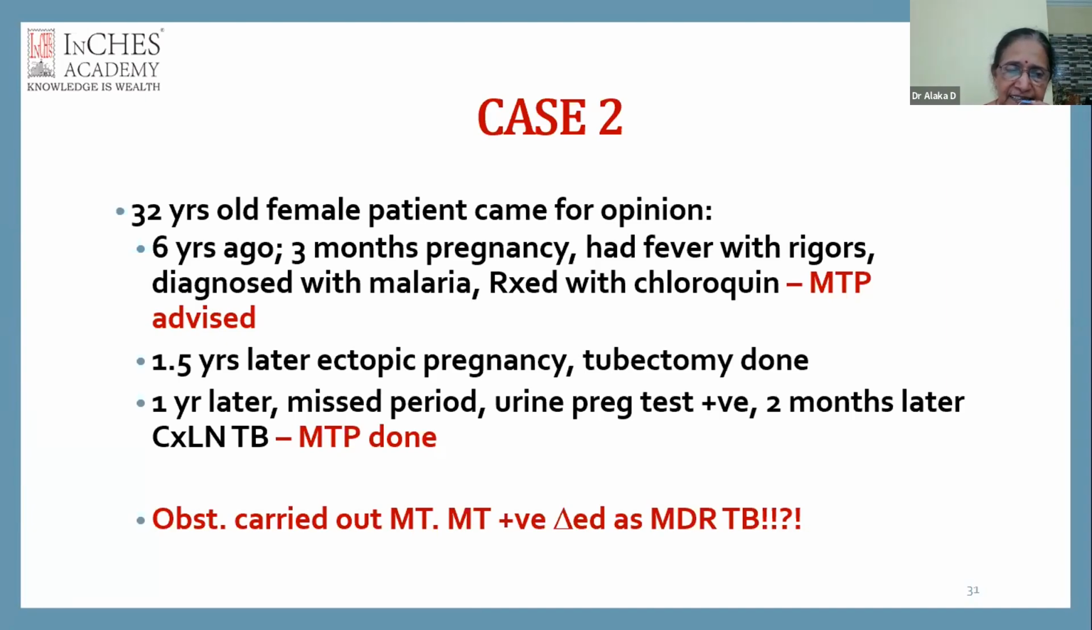The obstetrician at this stage carried out a Mantoux test, and Mantoux was positive. Now just imagine a patient in India having Mantoux positive, and because the patient was earlier treated with anti-TB drugs and the Mantoux was positive, the gynecologist told her this is MDR TB. It was a shock of their life to them, and she came running to me. I have yet to hear anybody diagnosing MDR TB on the basis of a positive Mantoux. And this is happening in the metro city of Mumbai.